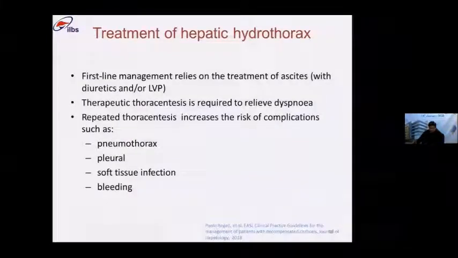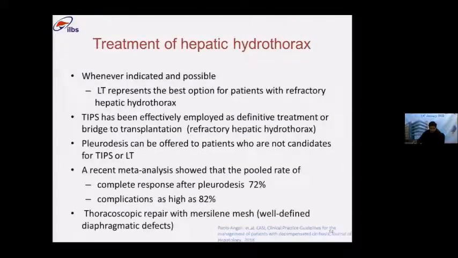So treatment of hepatic hydrothorax: first line management relies on the treatment of ascites, that is with diuretics or large volume paracentesis. Therapeutic thoracentesis is required to relieve dyspnea. Repeated thoracentesis, however, can cause complications of pneumothorax, pleural infections, soft tissue infections, and bleeding. Whenever indicated and possible, liver transplant represents the best option for patients with refractory hepatic hydrothorax. TIPS has been effectively employed as a definitive treatment or bridge to transplant. Pleurodesis can also be offered to patients who are not candidates for TIPS or liver transplant.